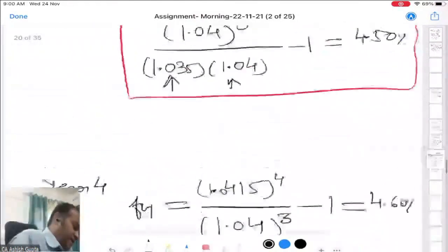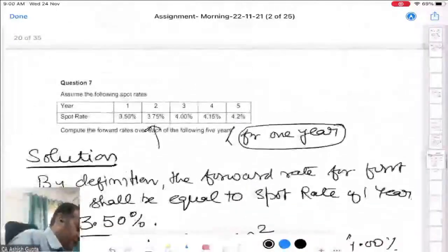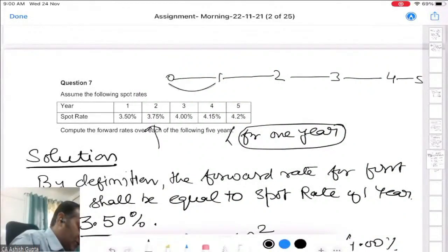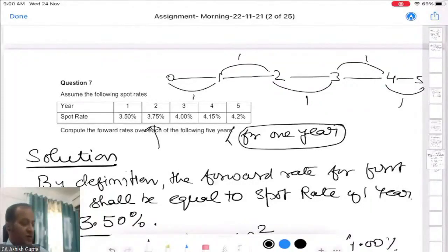The logic is that, as I told you, if you recall, I am investing for 0 to 1, 2, 3, 4, 5. First I make the investment for this period, then I close back the investment for 1 year. Here 1 year, 1 year, then again I roll over my investment for 1 year. After 1 year, whatever is left, I will reinvest it for another 1 year.